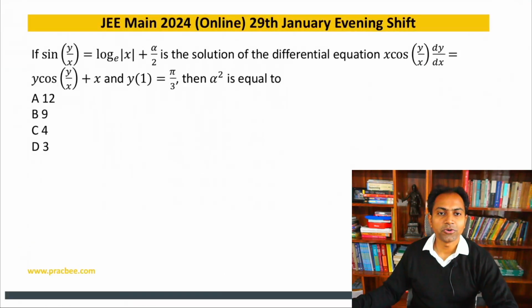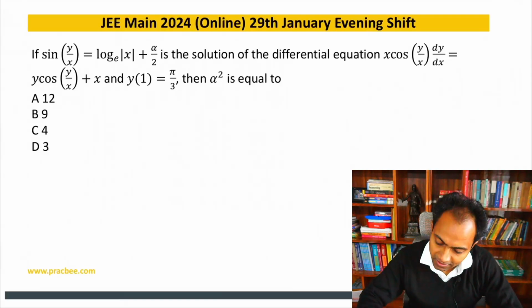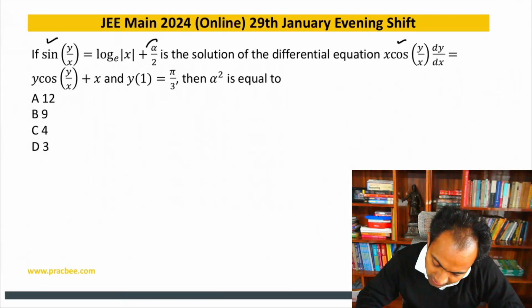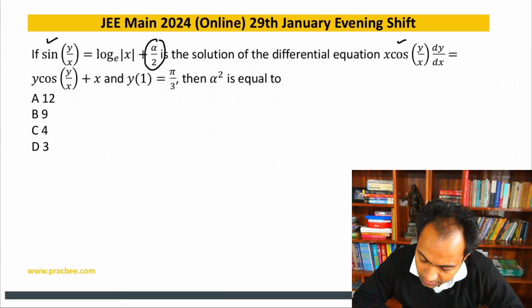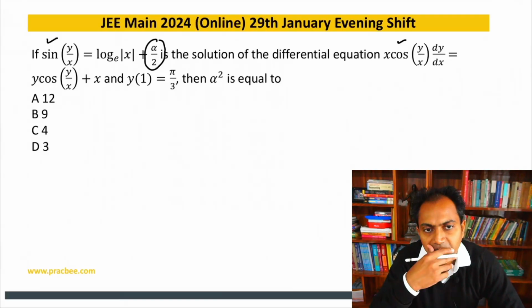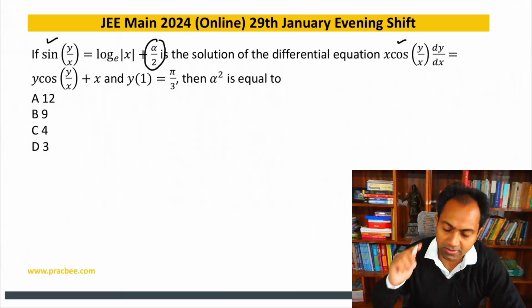Now in this 2024 question, they are trying to flip the idea a little bit by already giving the solution to the equation. They have also given us the differential equation. What they are asking is the value of alpha in this case, or alpha square in this case. First we'll solve the differential equation, get the value of alpha, and then give the answer.